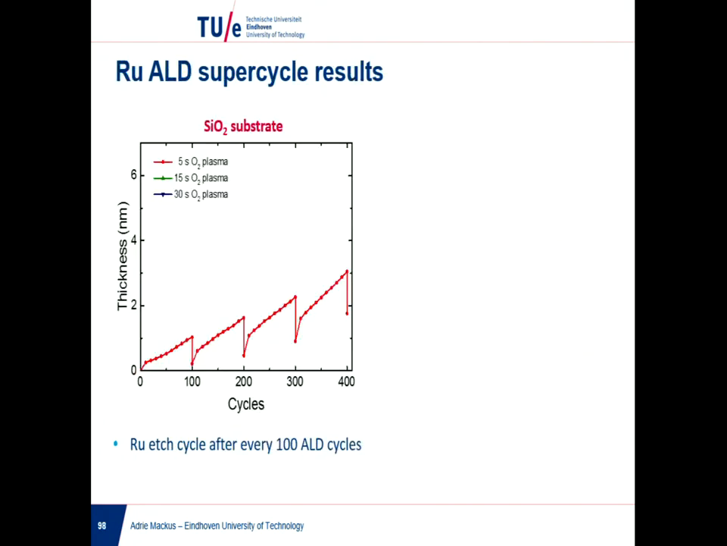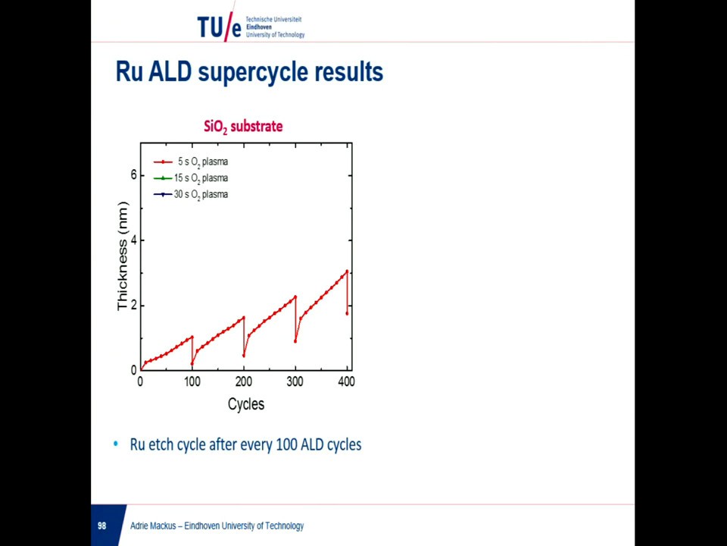This is a typical result. Here we're looking at the non-growth area, so we don't want to grow on the silicon oxide. What you see is that we do an etching cycle after every 100 ALD cycles. In this experiment, we varied the oxygen plasma exposure time, so the duration of the etching step.